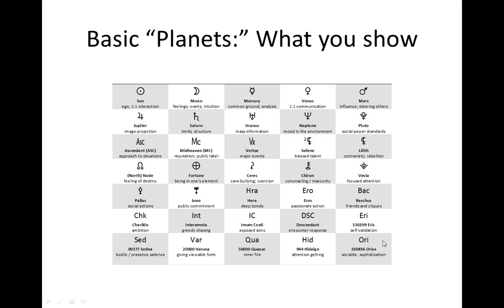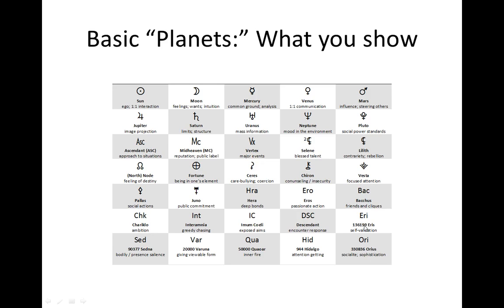Lastly, there is Orius. Orius more or less shows where you are sophisticated or you like sophisticated things, and it can be described as where you're more of a socialite. So you're going out there and you're putting on the I'm cool, I'm hip, I've got high status type behavior. That's what Orius is about. And there you have it. Planets for your use in your astrology chart.